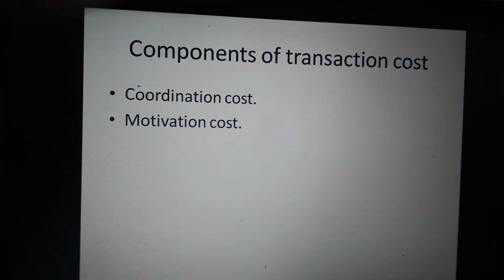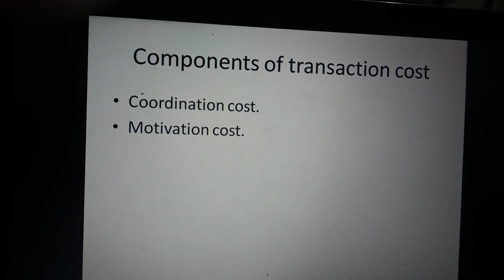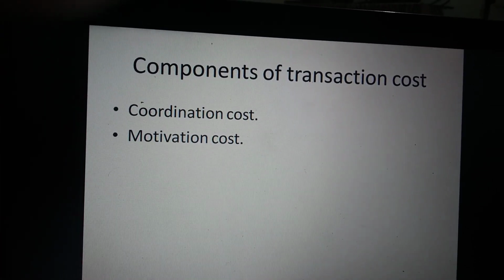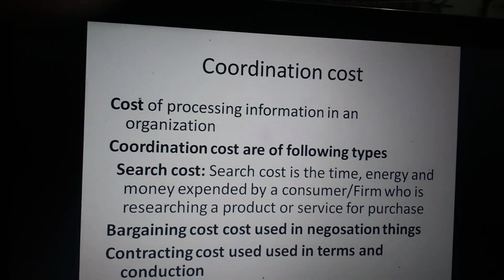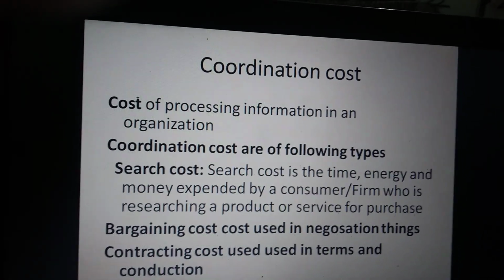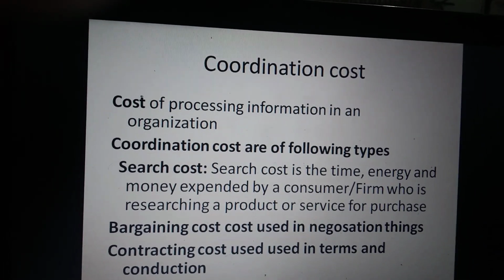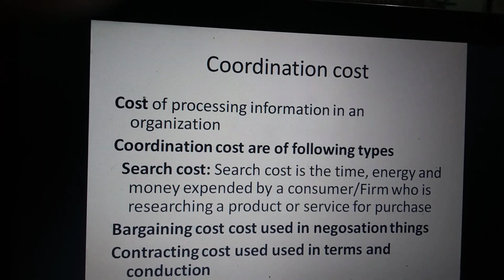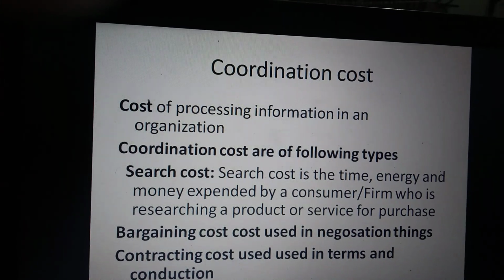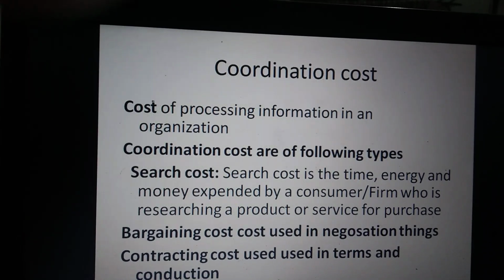Now what are the types or components of transaction cost? There are two types: coordination cost and motivation cost. So what is coordination cost? The cost of processing information in an organization is known as coordination cost. Anything we do to coordinate, to bring information to the organization, is known as coordination cost. It has three types: search cost, bargaining cost and contracting cost.